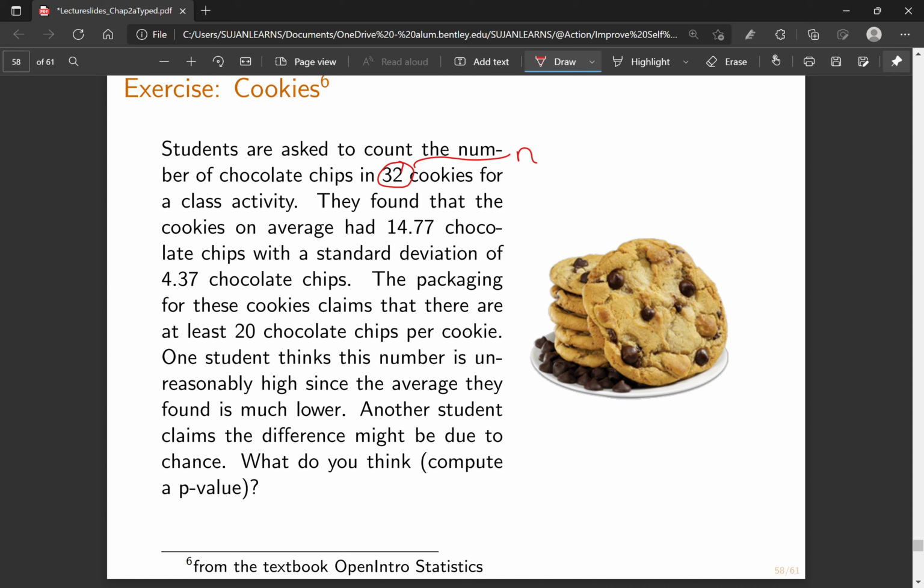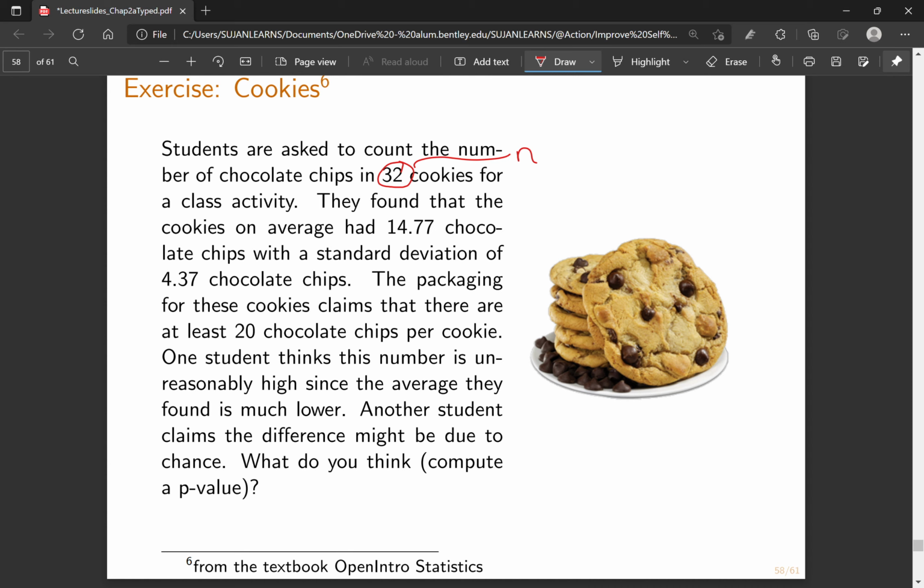One student thinks this number is unreasonably high since the average they found is much lower. Another student claims the difference might be due to chance. What do you think? And also we need to compute the p-value for this. How should we go about it?